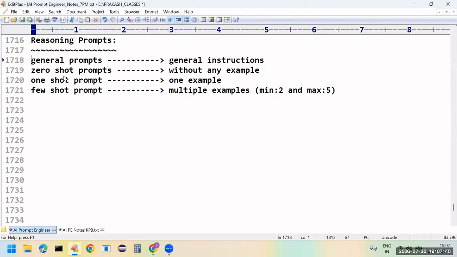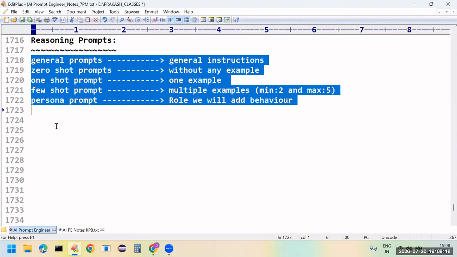After that, there is one more prompting we covered, persona prompt. What is meant by persona prompting? Whenever we are writing a prompt, for the role, we will add behavior. Act as a trainer. Act as a friendly trainer. The word friendly gives behavior for the role. That is called persona prompting. These are the various prompts which we covered in our previous classes.